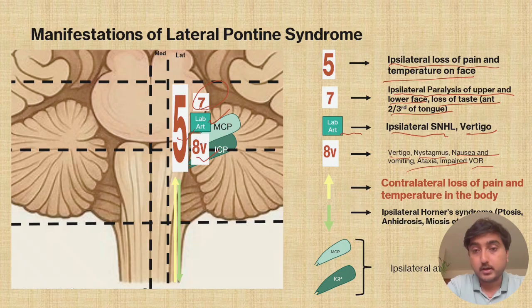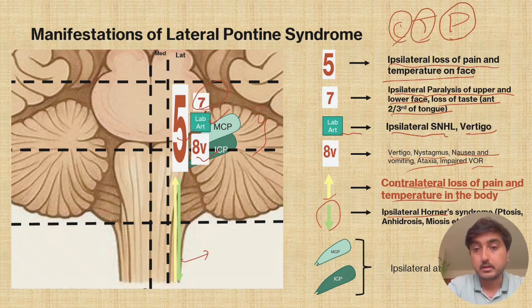Then we have involvement of the ascending tract, that is the spinothalamic tract, because of which there is contralateral loss of pain and temperature in the body. The descending tract, or the sympathetic fibers, causes ipsilateral Horner syndrome. And then we have these two peduncles. Remember, I told you in the last video to think of the syndromes in relation to the cranial nerve nuclei, the tracts, and the peduncles. So when the peduncles are involved, there will be ipsilateral ataxia and dysmetria.